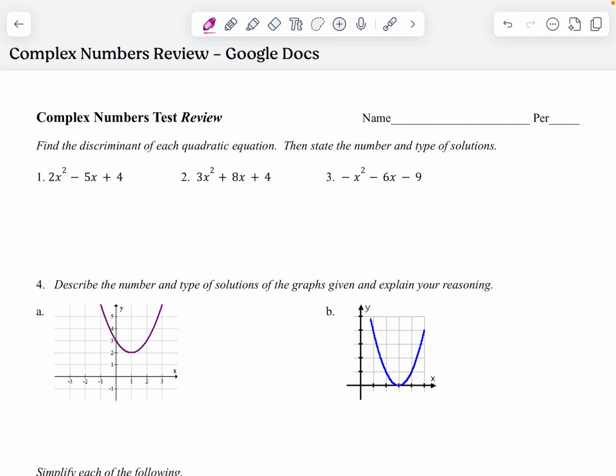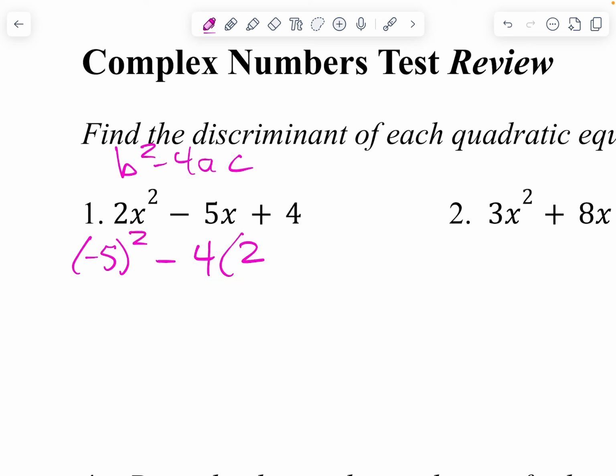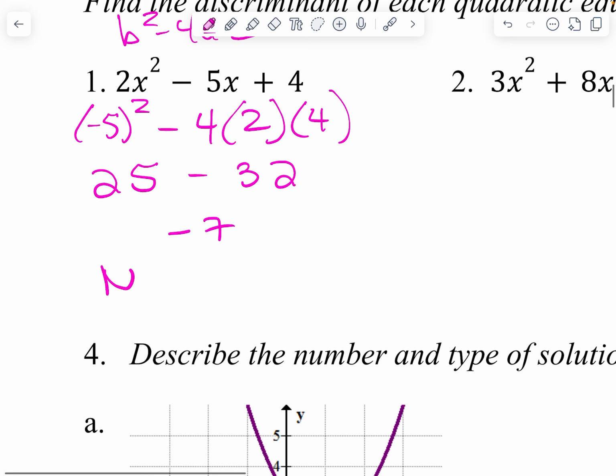Find the discriminant of each quadratic equation, then state the number and type of solutions. So, first things first, b squared minus 4ac. So, b squared, negative 5 squared, minus 4 times a times c. So that'll get me 25 minus 8 times 4, 32. And that'll get me, what, negative 7? So that's my discriminant. No real solution.